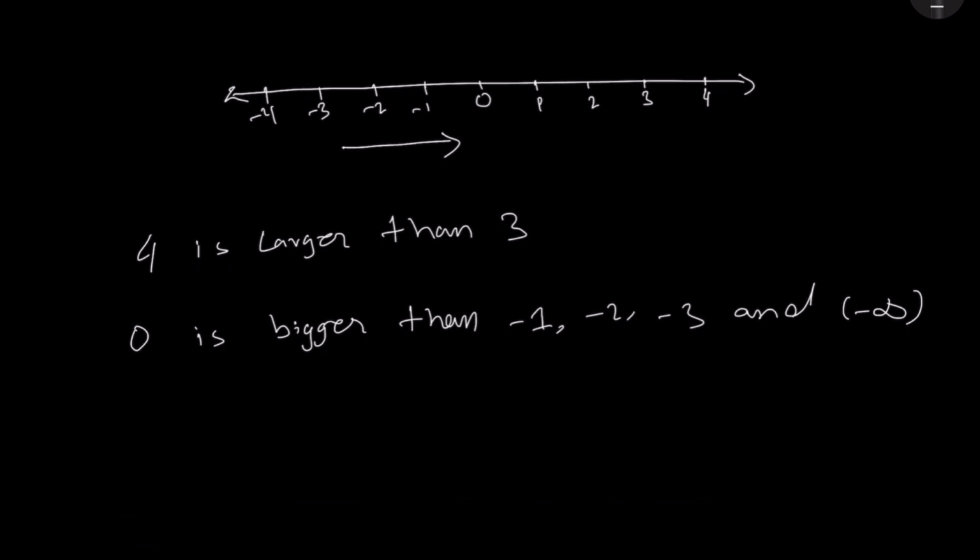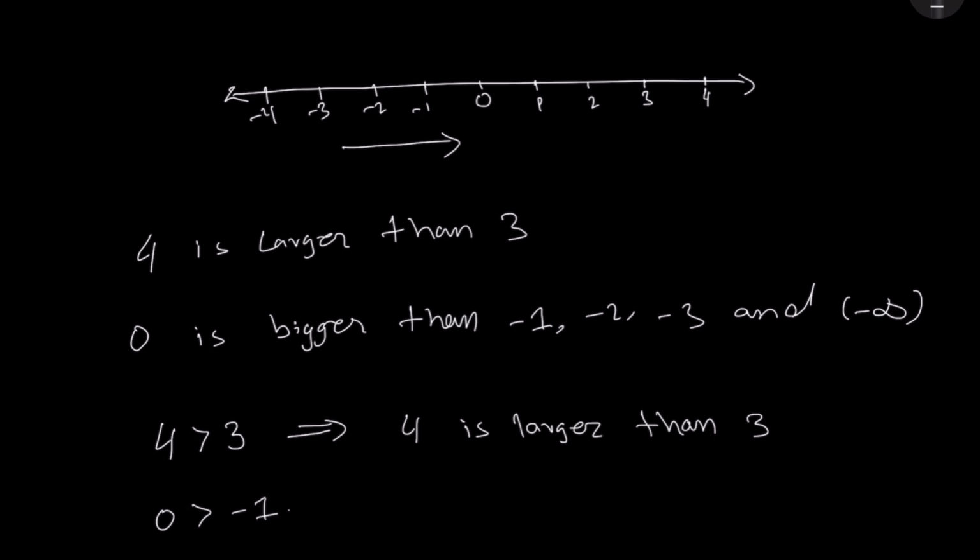The right side is the bigger number compared to the left side. So how we can write this down: to write 4 is larger than 3, it will be 4 is larger than 3. How we say the second one, 0 is bigger or larger than -1, will be 0 is larger than -1.